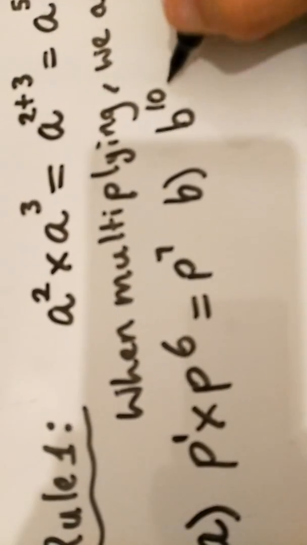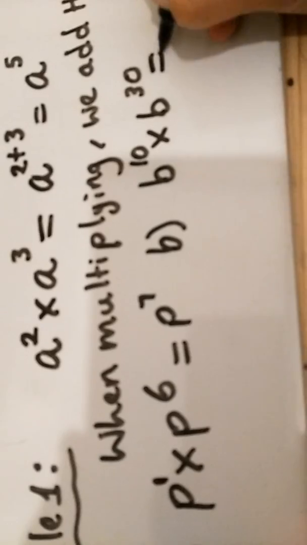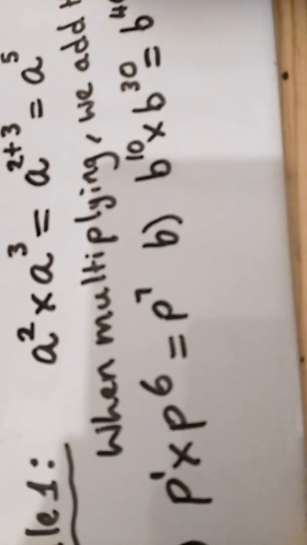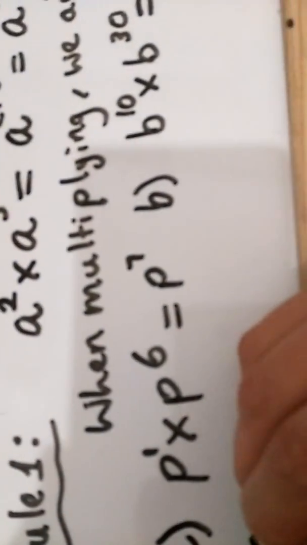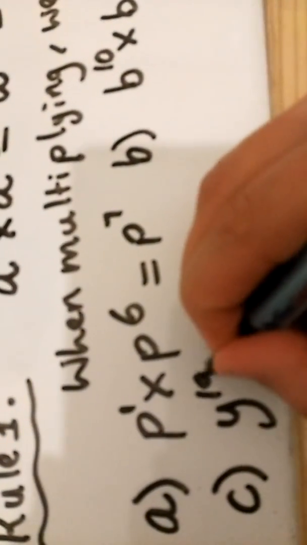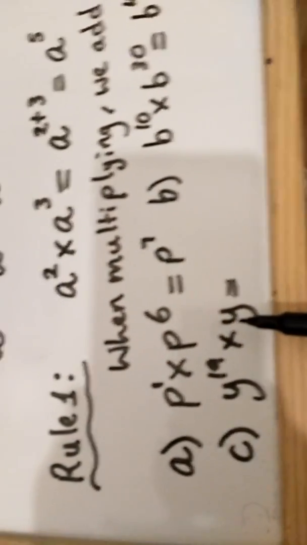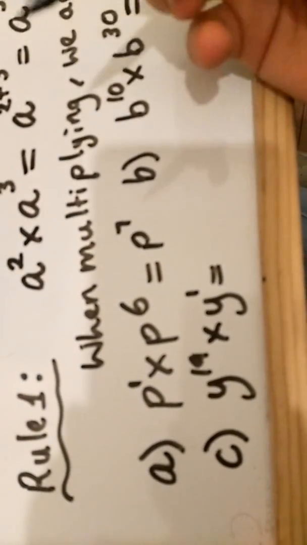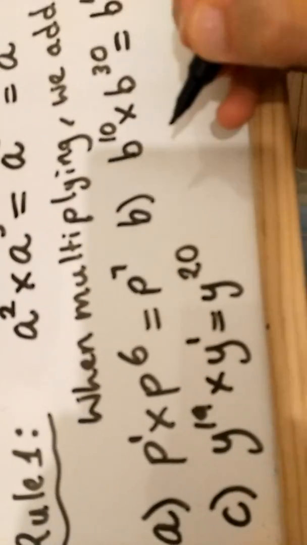b to the power of 10 times b to the power of 30. So we're going to add those powers. 10 add 30 gives us 40, so b to the power of 40. y to the power of 19 times y. Again, y is sitting on its own, which means it is to the power of 1. So we just add the powers, and that gives us y to the power of 20.